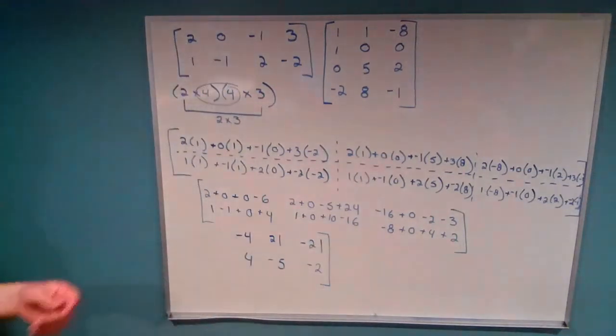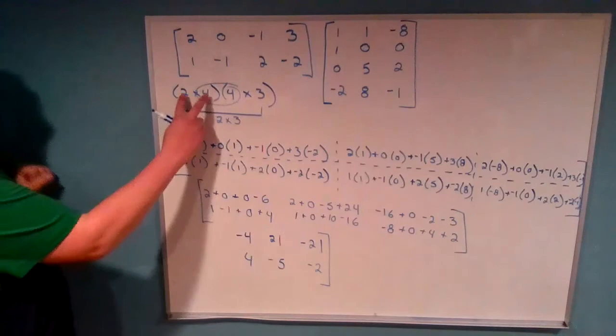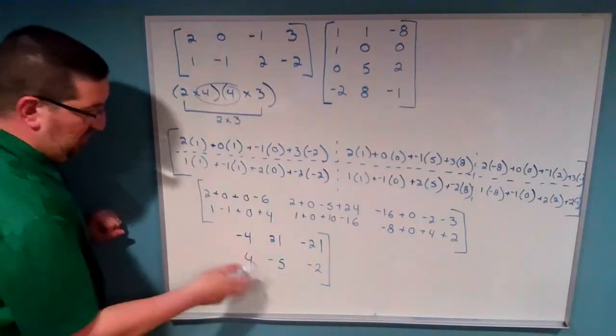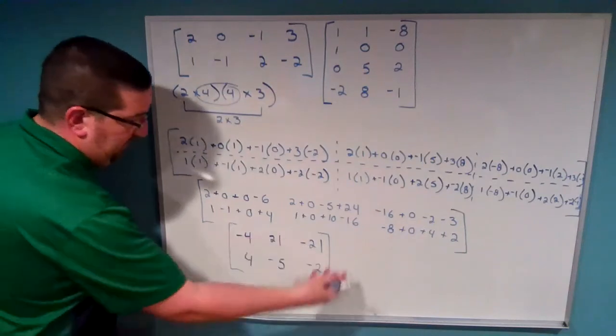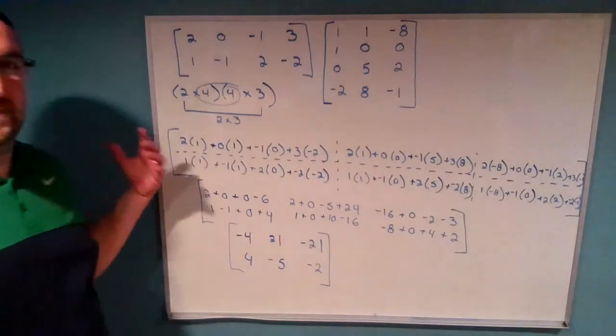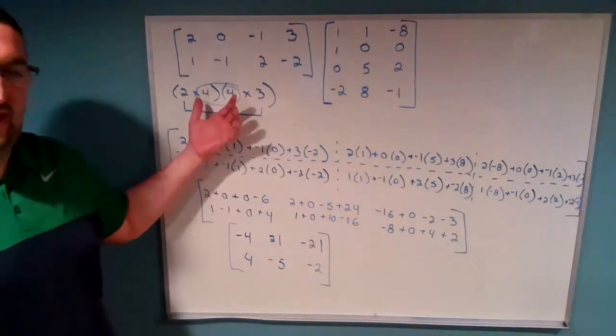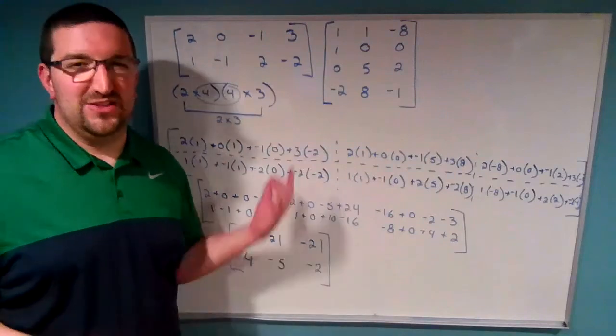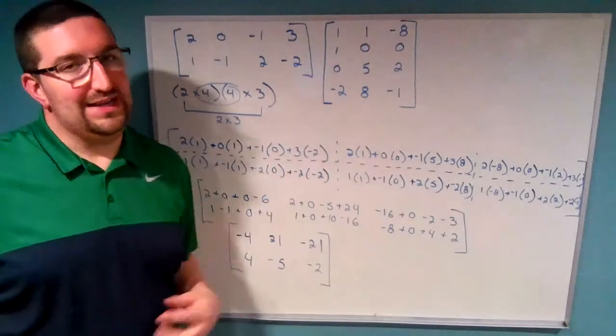Okay, so we just multiplied a 2 by 4 times a 4 by 3 and got a 2 by 3 matrix out of it. It was a lot of work. This is a big dimension, that 4 adds some extra work to it, but it's good to see that process of what I did again.